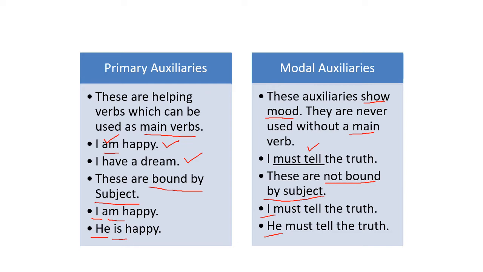Now I have already shown you people the primary auxiliaries. There are three different, we may say, forms of primary auxiliaries. There are forms of to be, there are forms of to do, and there are forms of to have. Please do not forget the primary auxiliaries. Now let's go ahead and know their uses.